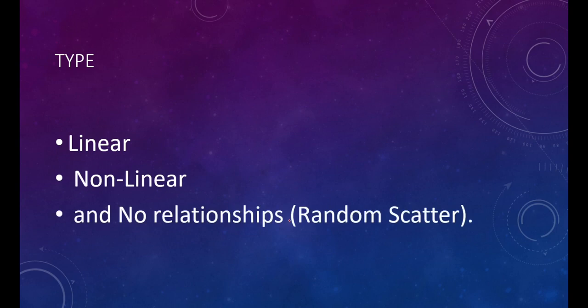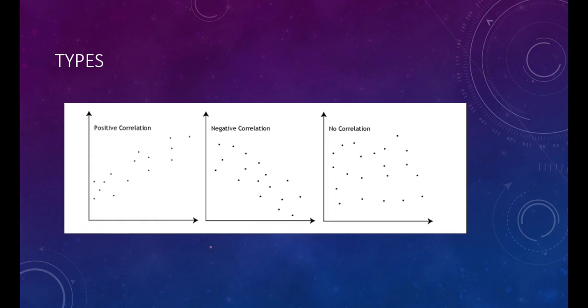There are 3 types of relationships: linear, non-linear, and no relationship at all, or the random scatter plot. Here's some graphs that demonstrate the different types of relationships. The first one is a linear relationship, and it looks like there's a positive relationship. As you go to the right, it increases to the right. In the second case, there appears to be a negative trend or a negative relationship. As you go to the right, the graph falls. In the third case, there doesn't appear to be any pattern at all.